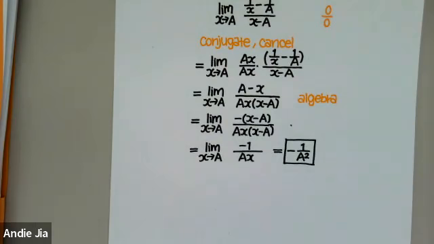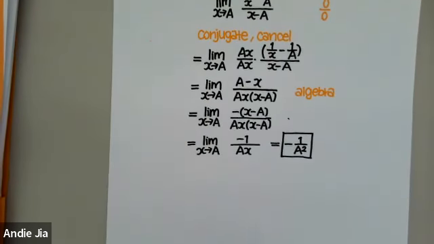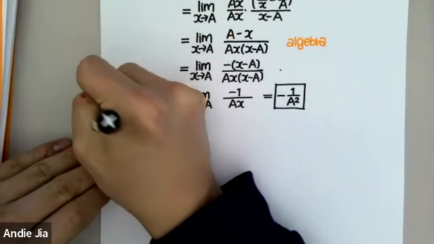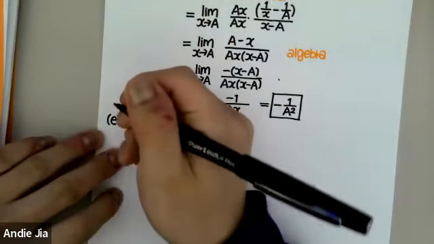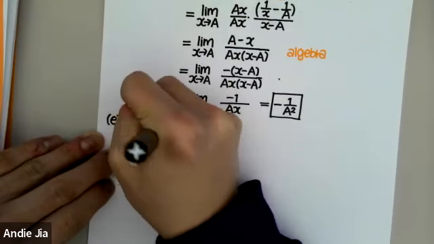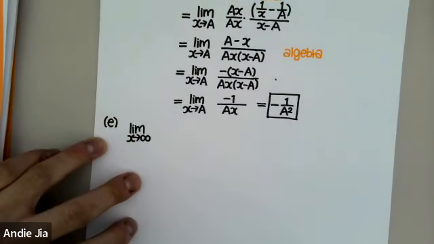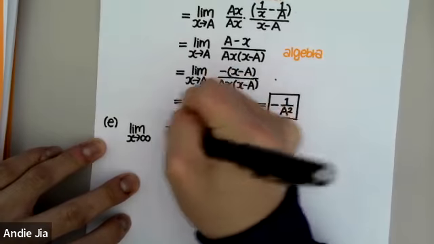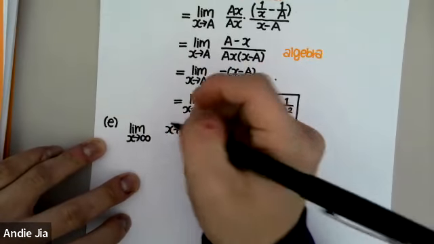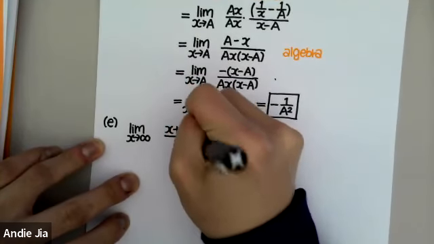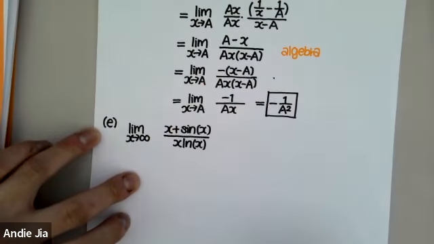Well, question E is going to be the hardest of the fall 2015 exam. So it's the limit as x approaches infinity of x plus sine of x, then x to the natural log of x, multiplied by natural log of x, and then 2x plus 1.